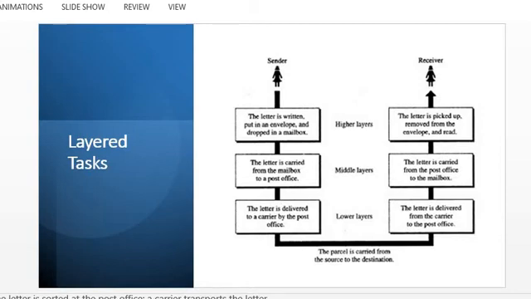And this is complementary. When it's at the sender side, it's going down. When it's at the receiver side, it's going up. So these layers, they complement each other's operation.